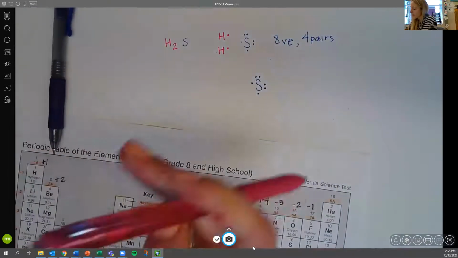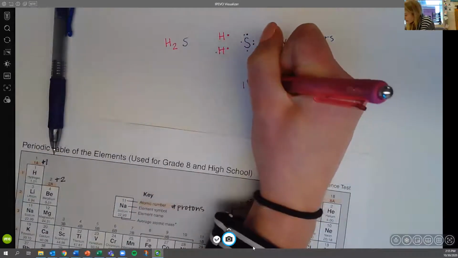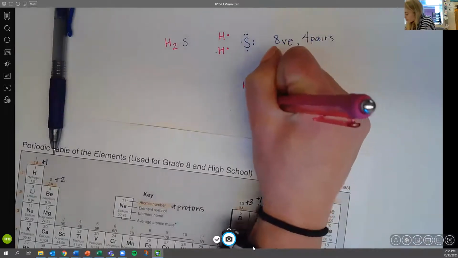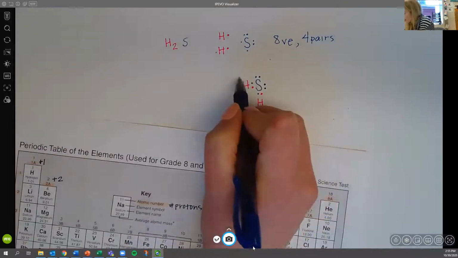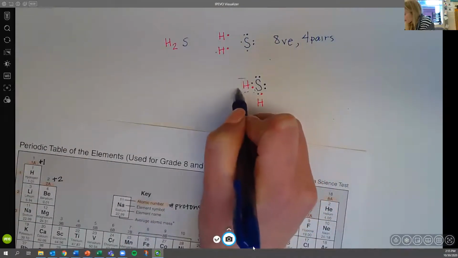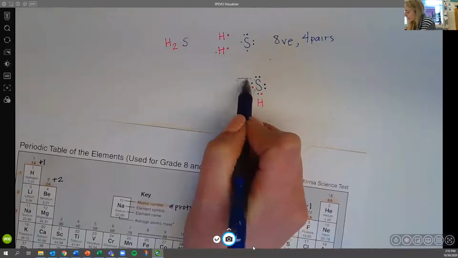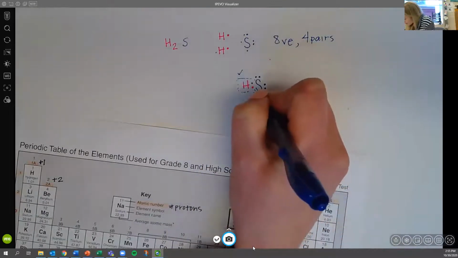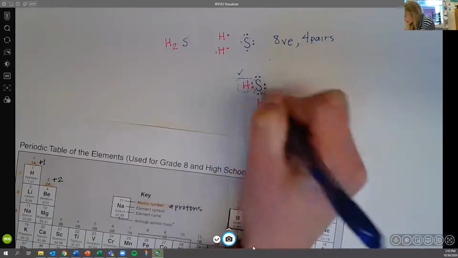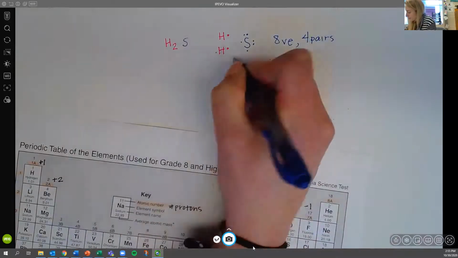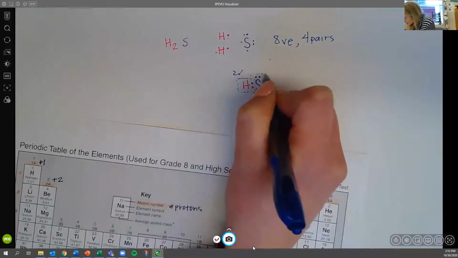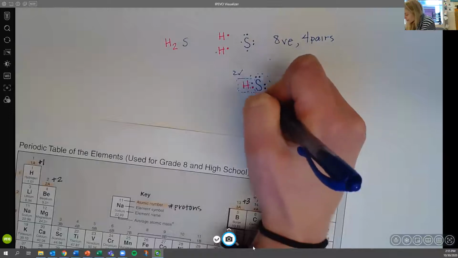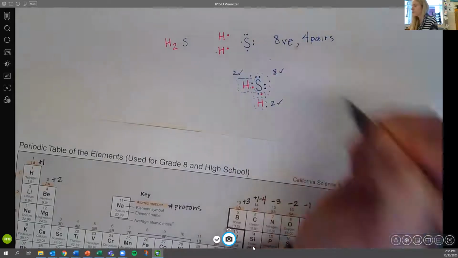And the place where I want my hydrogens to share is going to be here and here. Now, when I look at this, I know that if I surround this hydrogen here, it has 2 valence electrons, which I know is okay for hydrogen. This hydrogen has 2 valence electrons, so that one's good. And then if I surround everything that's surrounding sulfur, it has 1, 2, 3, 4, 5, 6, 7, 8, which is good for sulfur.